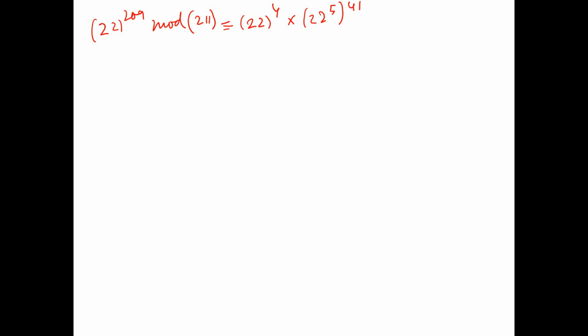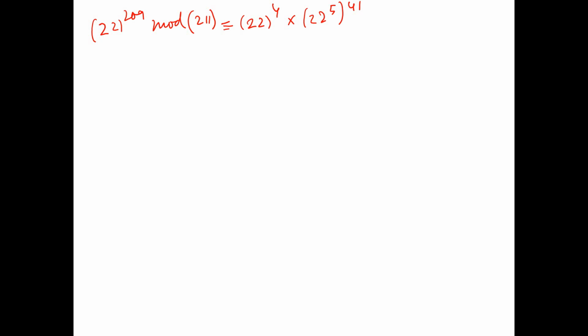Here, we are trying to take 22 to the power 4. We could have taken something else also. Don't tell me that this is the only solution. No. There can be other solutions also. For example, you could have taken 22 to the power 100 multiplied by 22 to the power 109. You could have taken that.